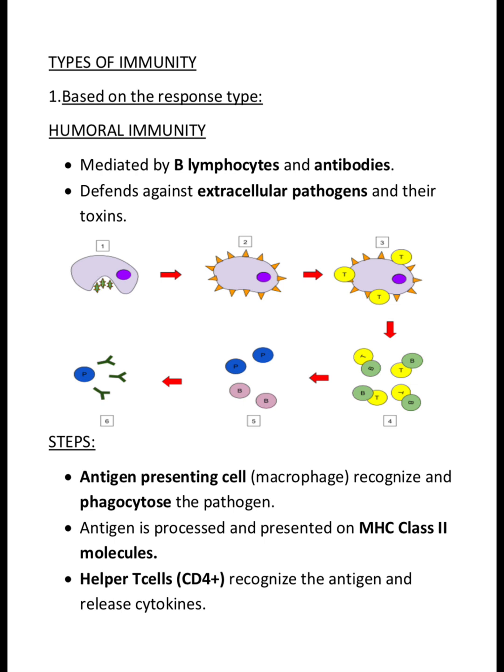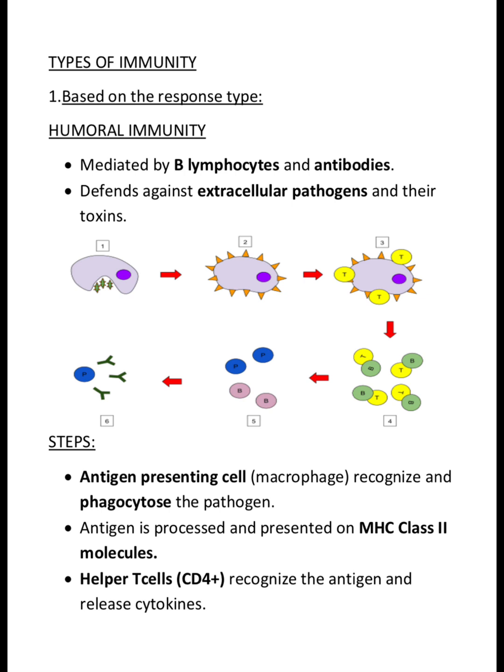Antigen-presenting cells such as macrophages recognize and phagocytose the pathogen. The antigen is then processed and presented on MHC class 2 molecule. Helper T cells recognize the antigen and release cytokines. This enhances B cell activation, proliferation, and differentiation.